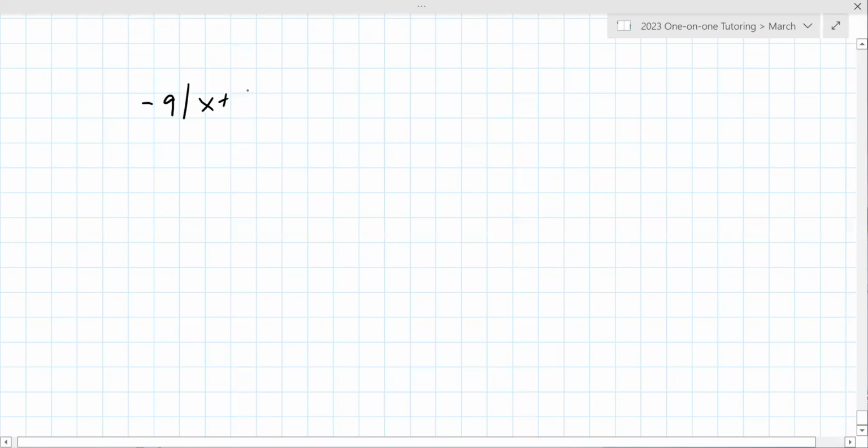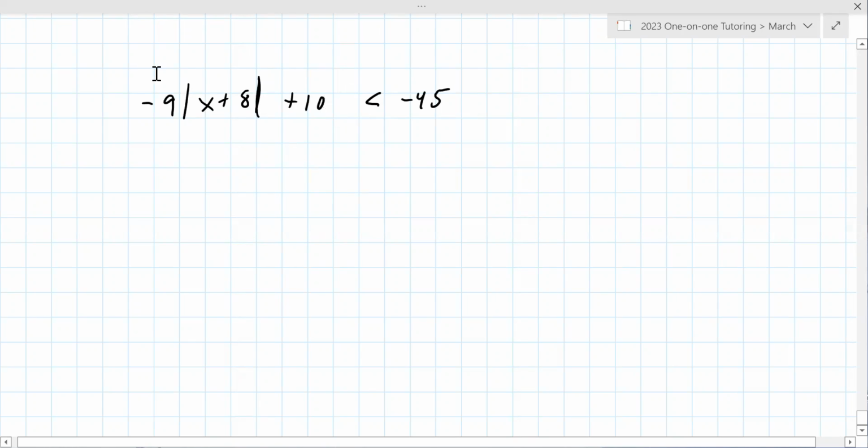Let's look at a couple more here. Let's say it's -9 absolute value x plus 8 plus 10 less than -45, like this. Oops, there's two absolute values. Sorry, that's my mistake.